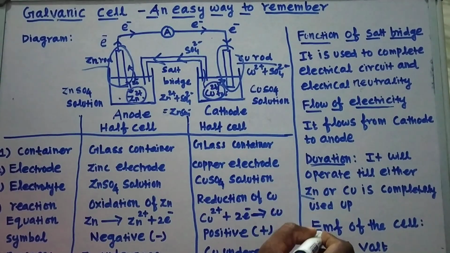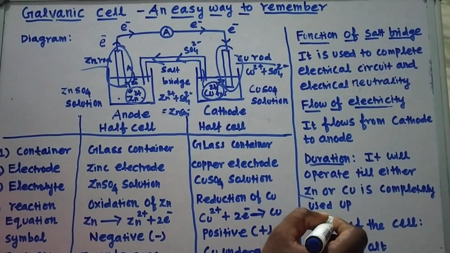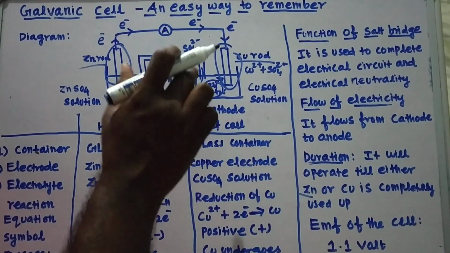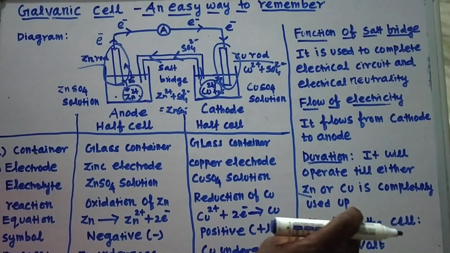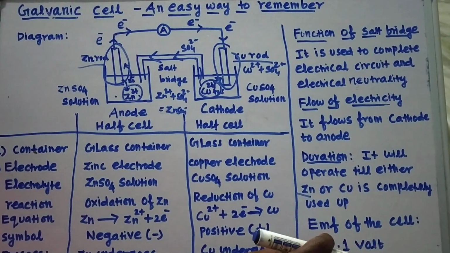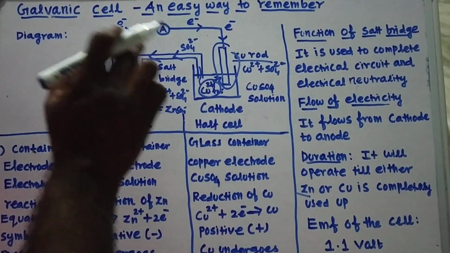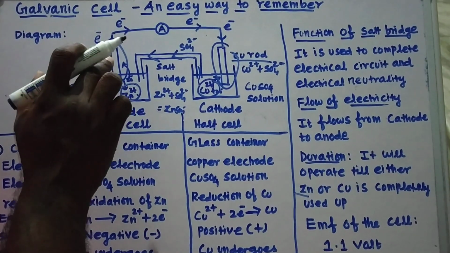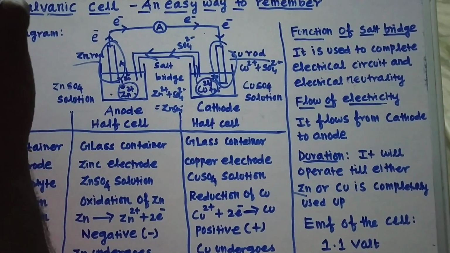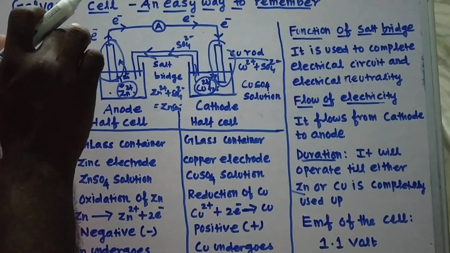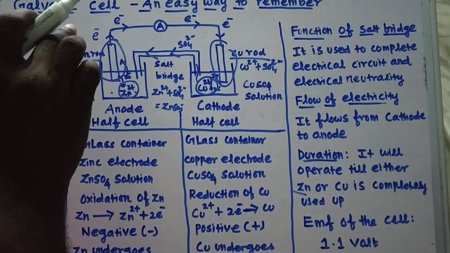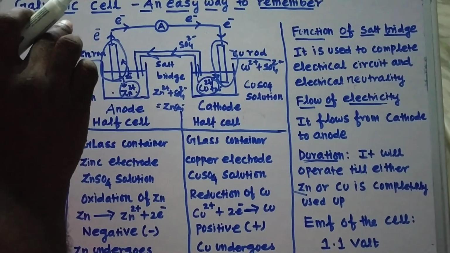Then EMF, the electromotive force produced in this complete cell, has a value equal to 1.1 volts. So this is the electricity produced in the galvanic cell. Okay students, this is a very easy way to remember the galvanic cell. Watch the video, use the video and share it with your friends. Thank you.